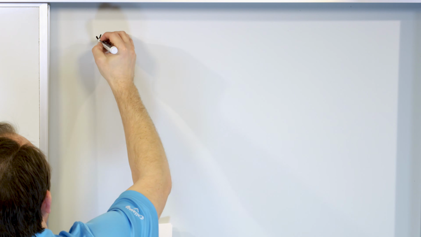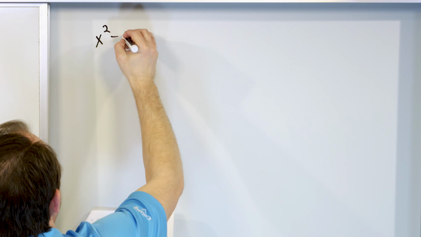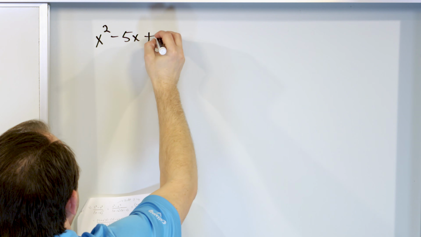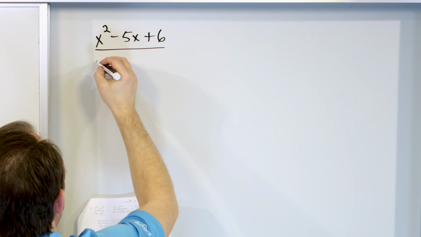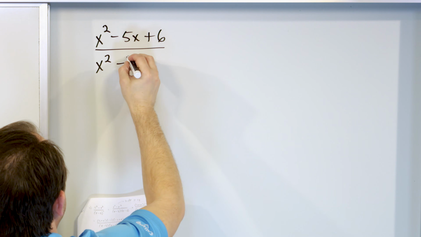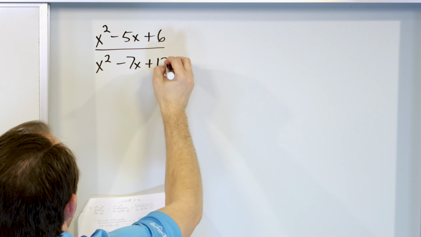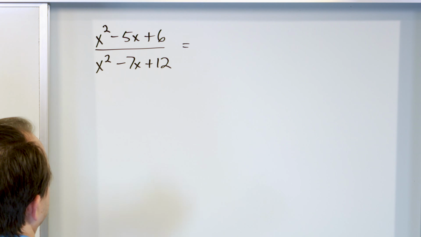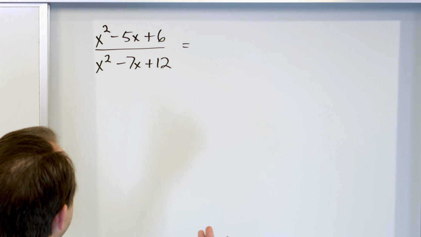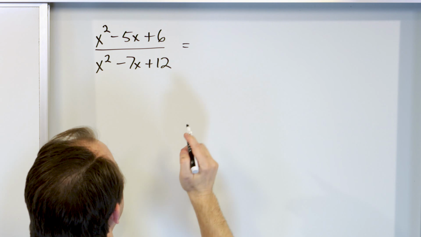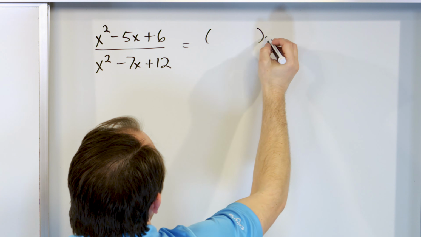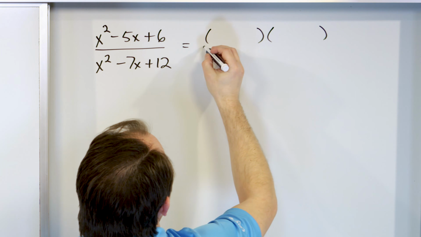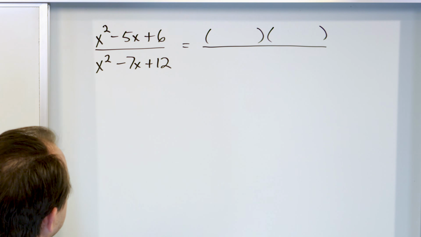A couple more problems. What if we have x squared minus 5x plus 6 in the numerator, and x squared minus 7x plus 12 in the denominator? So, a rational expression: a polynomial divided by a polynomial. We've learned how to factor polynomials, so we have to factor the top and bottom. You should be good at factoring by now, and if you aren't, you really need to go back and practice that in my lessons on it.